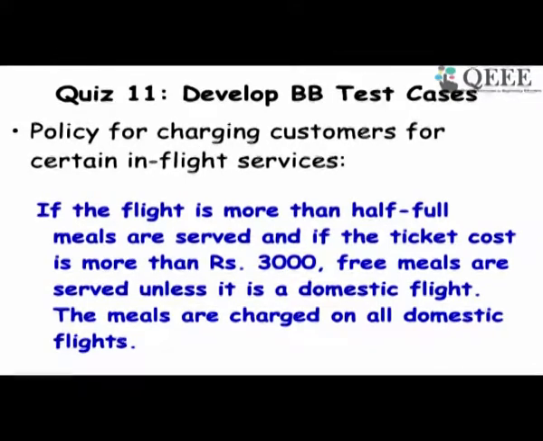So how do we develop the test cases for this? So we write a program where we input these parameters: what is the occupancy of the flight, what is the ticket cost, whether it is domestic or international, and then the output should be whether meals are served or not served, and whether the meal should be charged or free. So please try to draw the decision table for this, so that once you develop the decision table, each rule will become a test case.